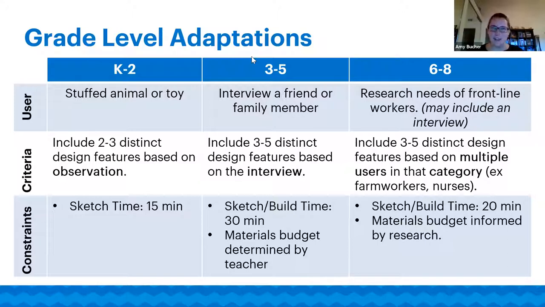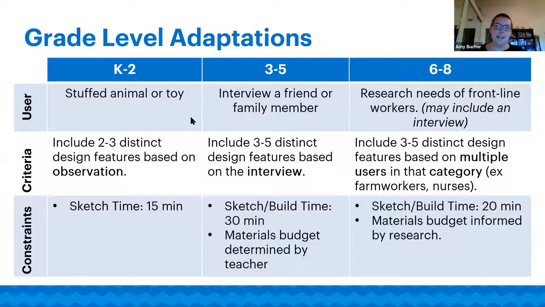So for K through second grade, you may have students design for a stuffed animal or toy. But for third through fifth and sixth through eighth, you might have them do an interview as part of the design process. So they're really trying to understand a user and pick a real world user that they can design for. So for third through fifth, that might just be a friend or a family member. But for sixth through eighth, you could have them research the needs of an essential worker, for example, and that could be done through an interview or it could be done just through news articles or other sources that they can use to understand their needs.